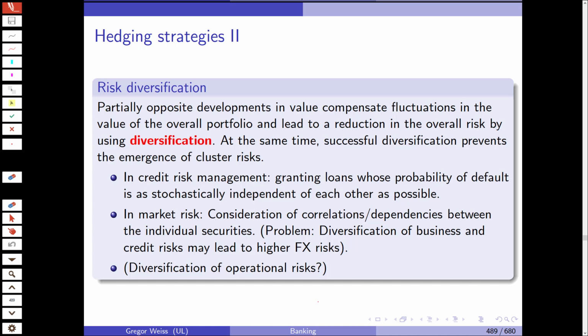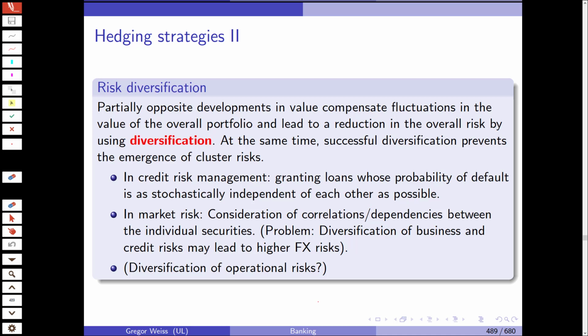The second general approach to deal with financial risks is risk diversification. If we have partially opposite developments in value that compensate fluctuations in the value of the overall portfolio and that lead to a reduction in the overall risk, this is what we call diversification. We diversify our portfolio and we make sure that we don't put all our eggs in one basket. At the same time, successful diversification will not only lower the overall amount of risk, but it will also prevent the occurrence of clustered risks.